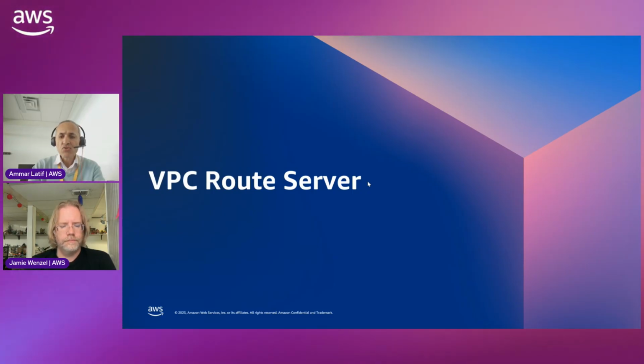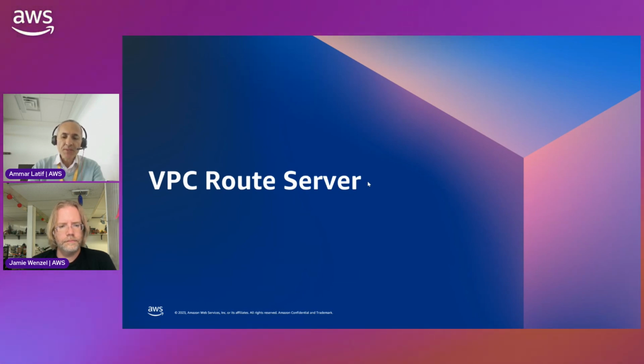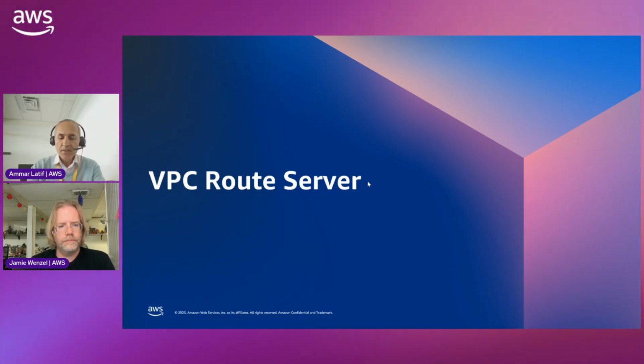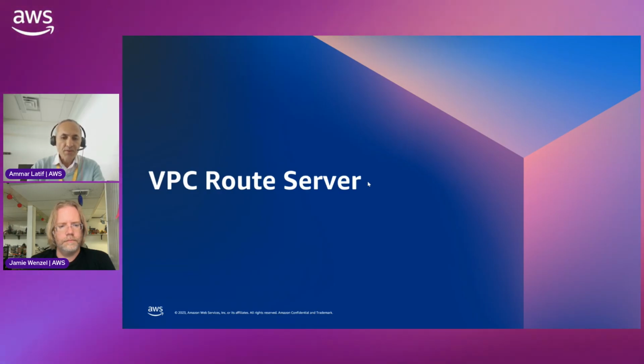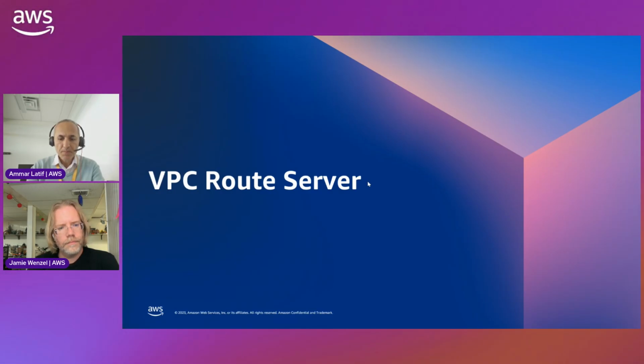The idea there is simple. We have existing protocols such as BGP that Jamie mentioned. And why can't we use it to communicate with VPC through BGP and do the routing updates through BGP? These appliances support BGP. It's a well-known protocol. Why don't we use it within the VPC to do that? So Jamie, should we jump now into the VPC Route Server?